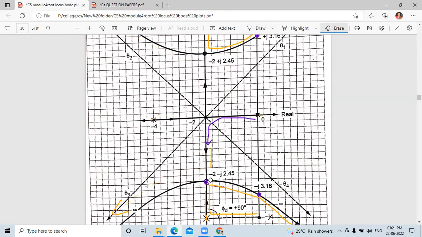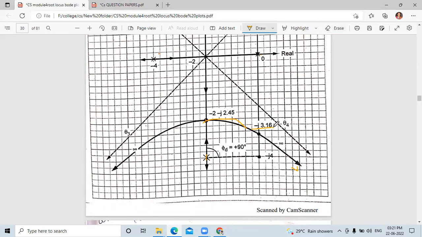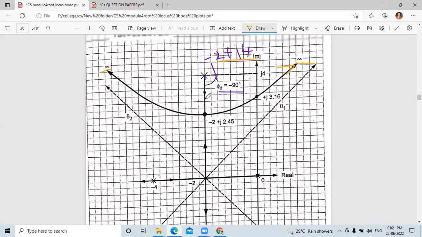So you draw the angle of departure. That line should intersect with the imaginary axis, because this should go to infinity. We cannot stop till here. It should join the intersection point and then go to infinity. So where it should join is what we found out, the intersection with the imaginary axis. This point will join at minus j3.16 and go towards infinity.